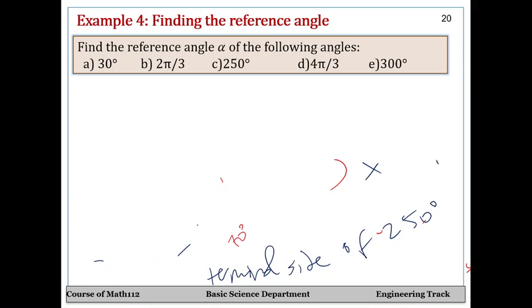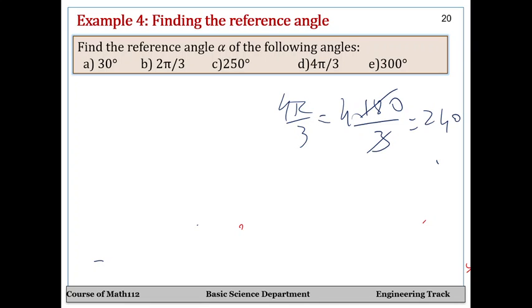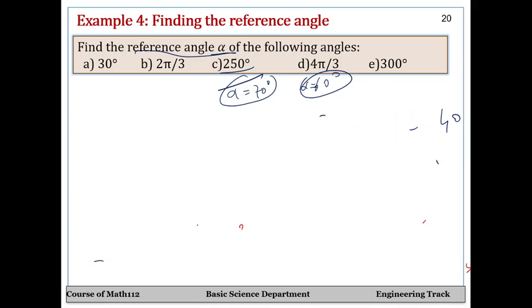And in the same way, you can do the others. Okay, let's look at here. This is 4 pi over 3, and this is like 4 times 180 divided by 3. This is 240 degrees. It's almost the same calculation, so you can tell this one is 60 degrees. So the reference angle is alpha here, 60 degrees. It was 70 degrees for the previous one. You can do the same thing. I don't want to draw it for a 10 degree difference.